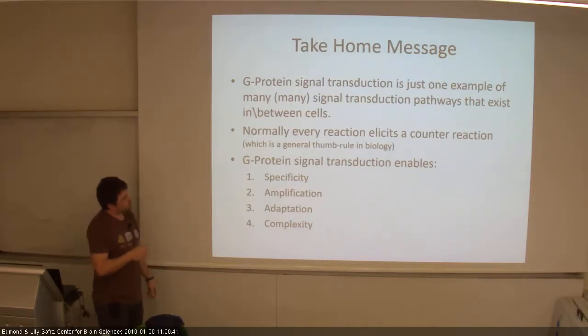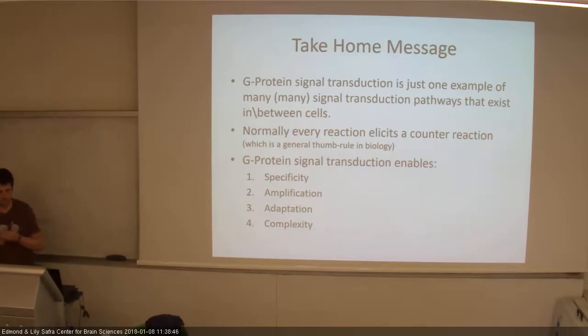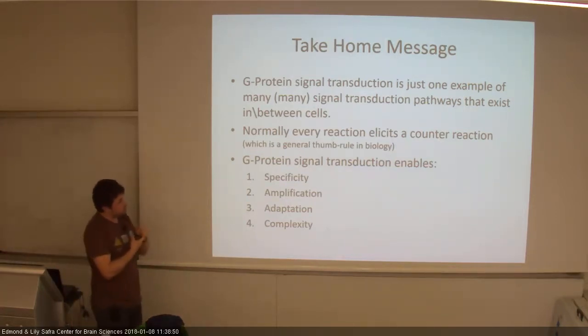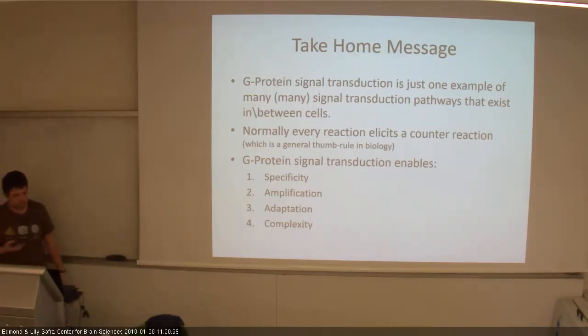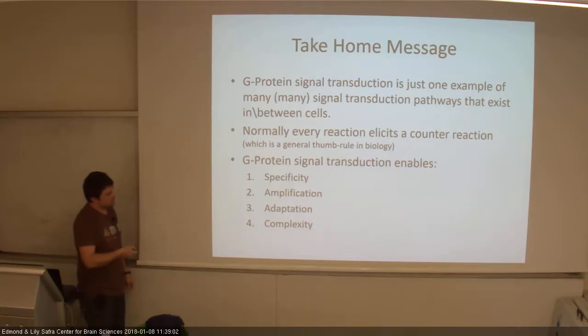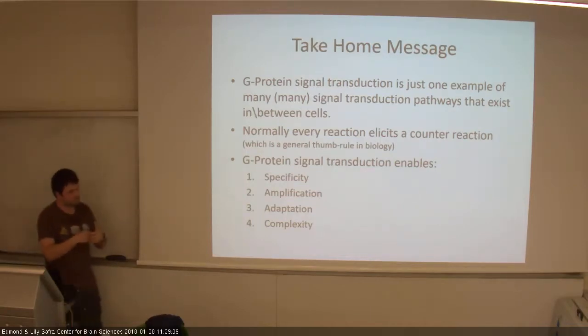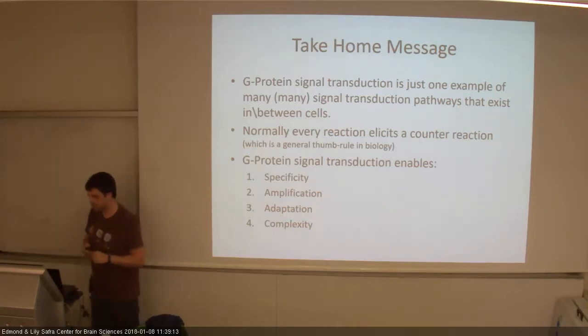But what G protein signal transduction enables the biological system is, first of all, specificity. We said that the receptors are very specific to the type of ligands that they know how to bind. Amplification of the signal, adaptation, like we saw in the example of the light, and finally, complexity, meaning that this cascade can lead to many different types of cellular responses inside the cell in response to a very simple signal.